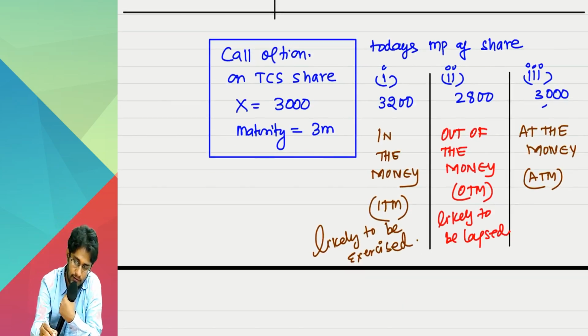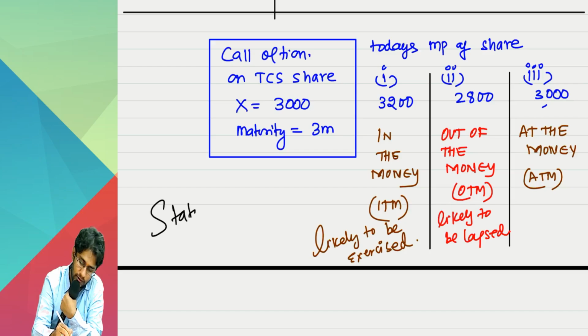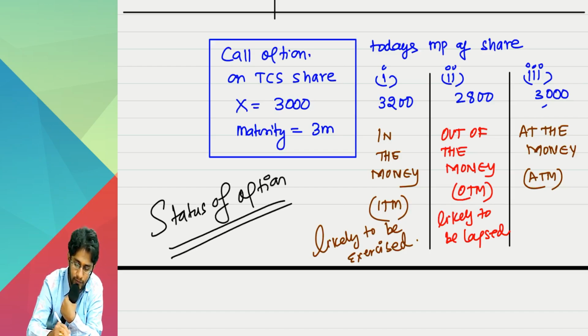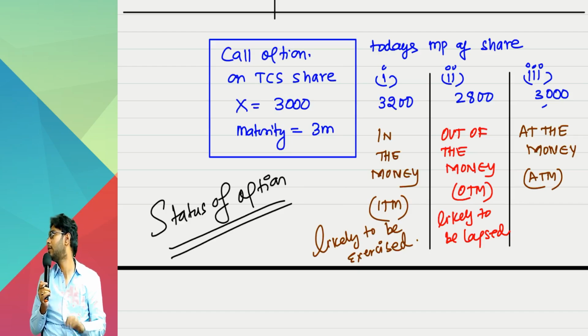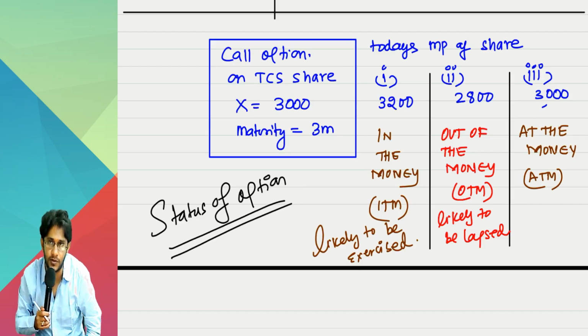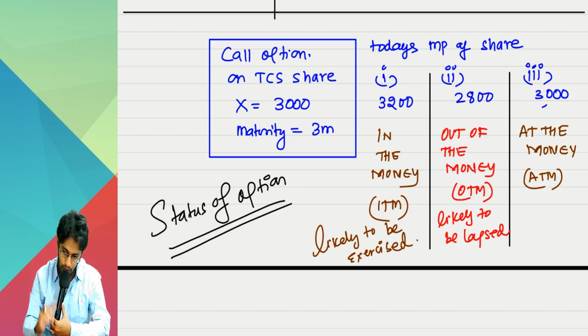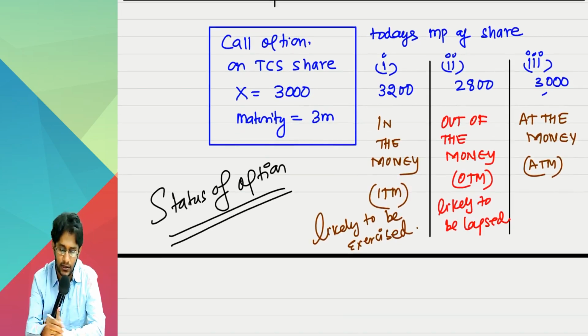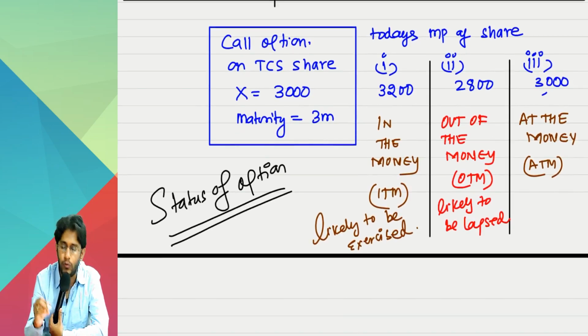This is called status of options. The concept is called status of option. In AFM it's called status of options or moneyness of option. Now I'll make a term, sir. You tell me how to understand that.